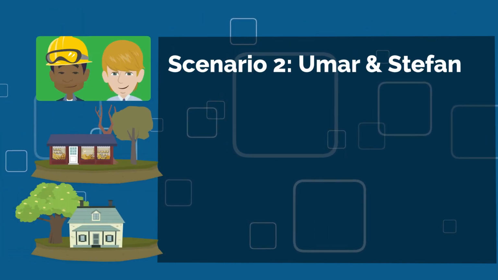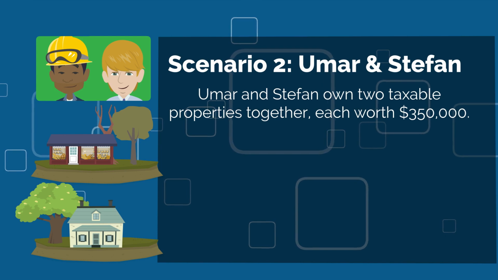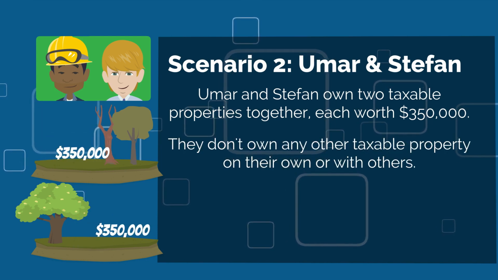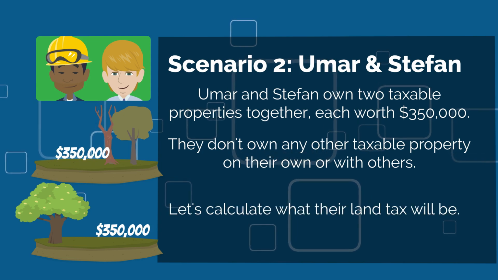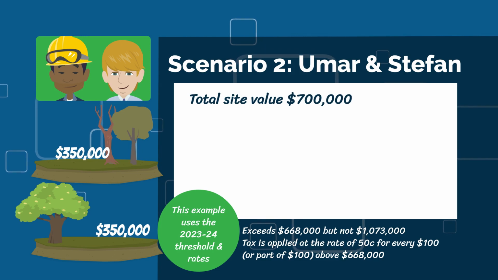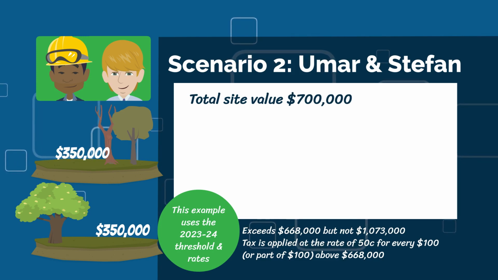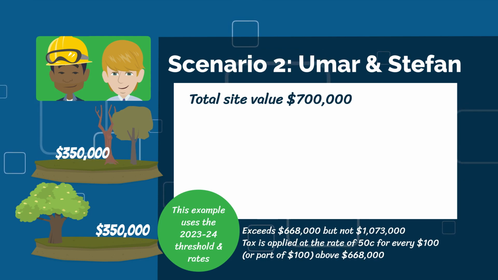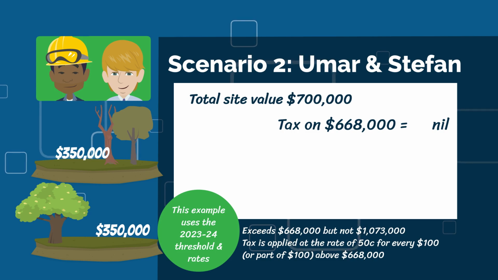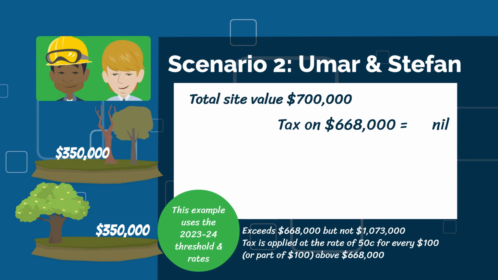Umar and Stefan own two taxable properties together, each worth $350,000. They don't own any other taxable property on their own or with others. Let's calculate what their land tax will be. Land tax is calculated on a total site value of $700,000. The threshold for 2023-24 is $668,000. Therefore, the first $668,000 will not attract land tax. Land tax will be applied on the amount above the threshold.